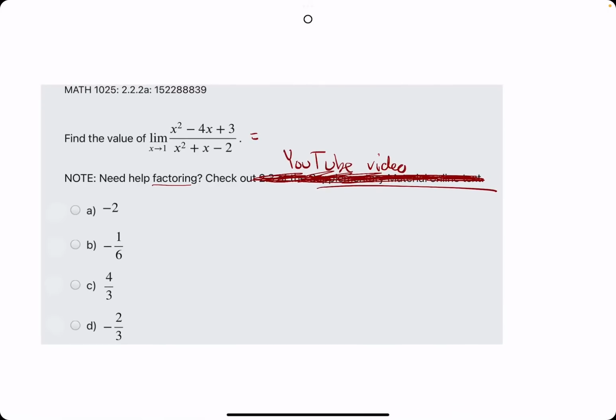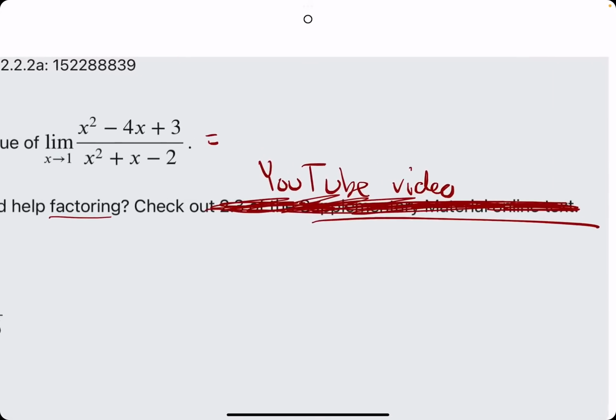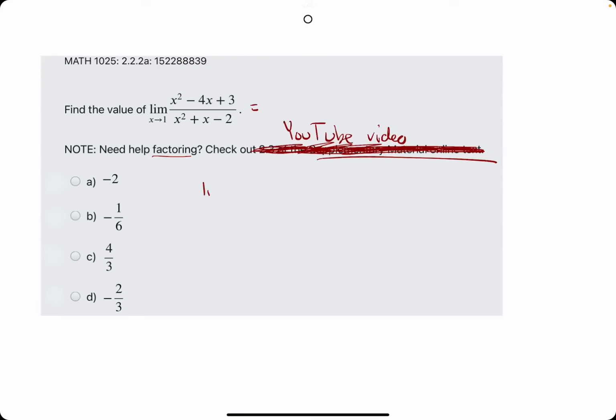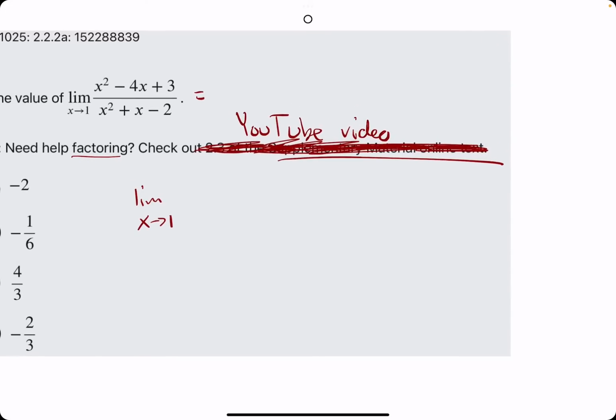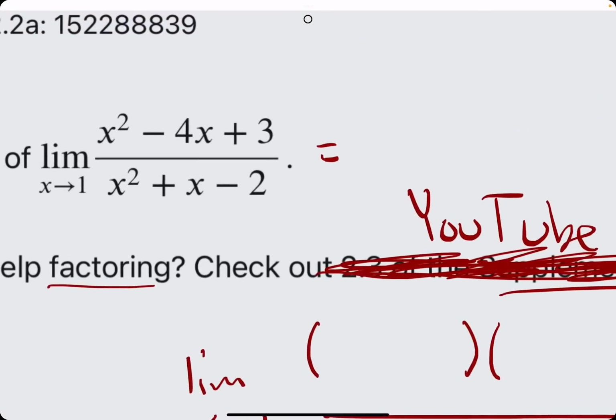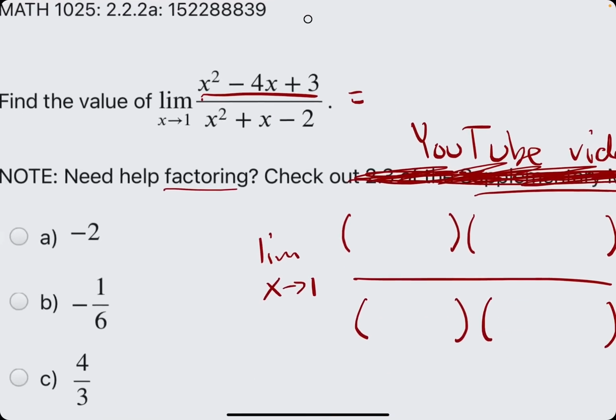So what we're going to do first, because they say need help factoring, that's a hint into how to approach this problem. When you see this limit of this quotient, we're first going to rewrite it as the limit as x approaches 1 of, we're going to factor the numerator and factor the denominator. So looking at the numerator, this is how we factor.